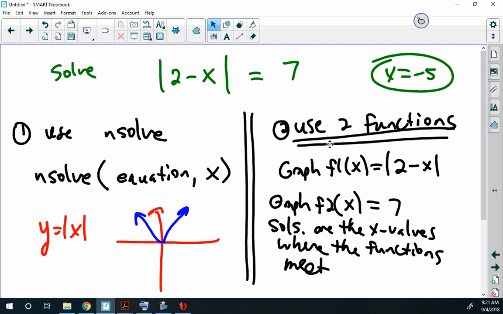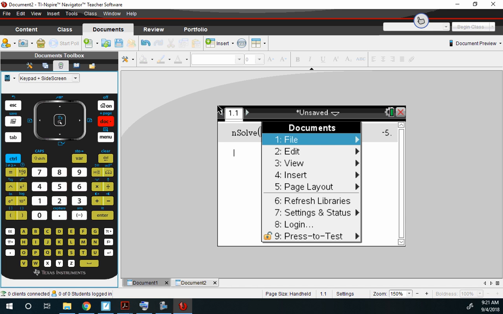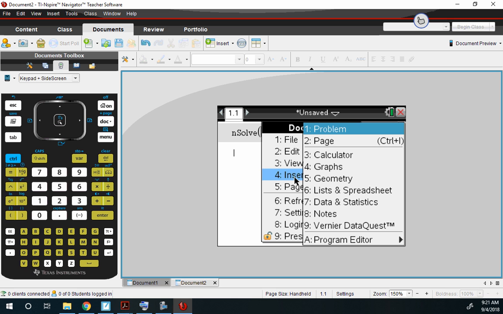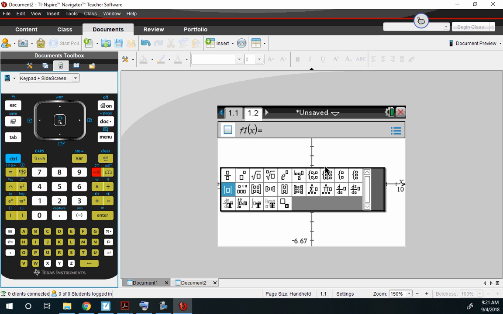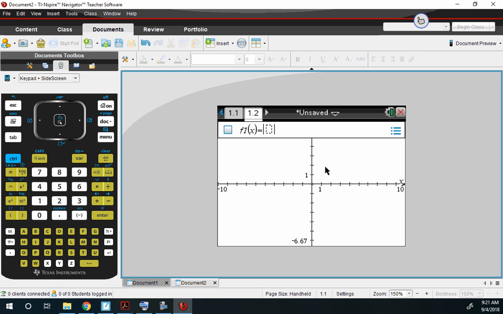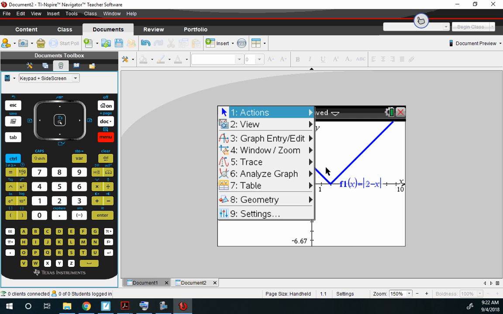And we'll take more time. If I'm going too fast with the calculator through this, we'll take more time to do this another day. But I'm going doc, insert, I'm inserting a graphs page, and f1 of x is the absolute value of 2 minus x. And I can see that V shape. And then I'm going to hit tab, and I'm going to graph my second function as 7. It's a horizontal line. I don't see it because I need to zoom out.